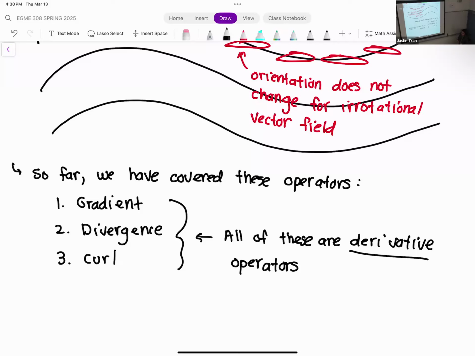So these operators here form the backbone for a lot of what we do in multivariable calculus, as you've probably seen in your previous classes. There are relationships between these operators for certain situations, but those also involve integrals. So that's the next big topic that we're going to cover in this unit, which is integral vector calculus.